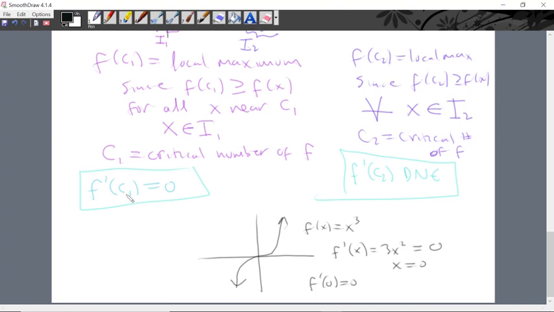We found a value in the domain for this function. We found a value within its domain such that the derivative would equal 0. Well, that means that 0 is a critical number. The input 0, this is a critical number of the function f. Does that mean that when we plug 0 in, we get a maximum or a minimum?